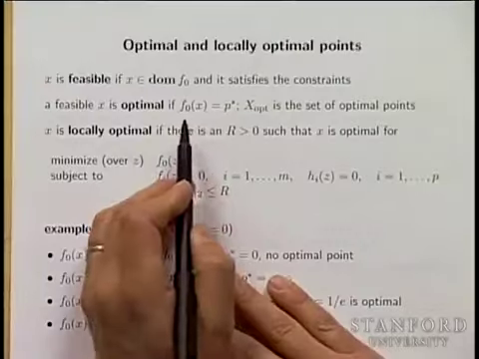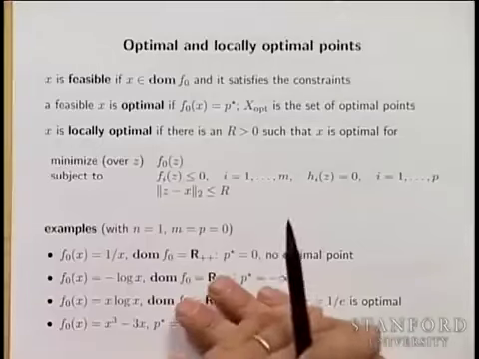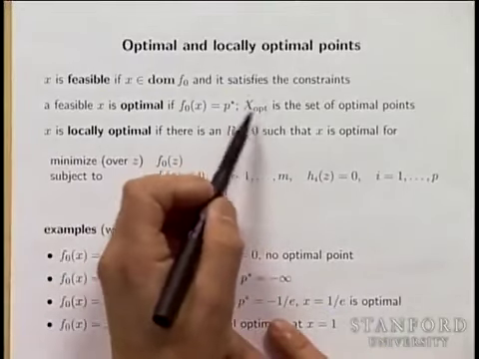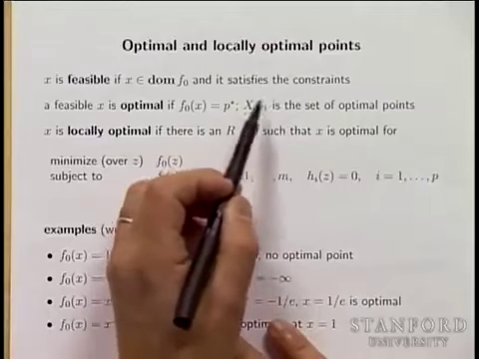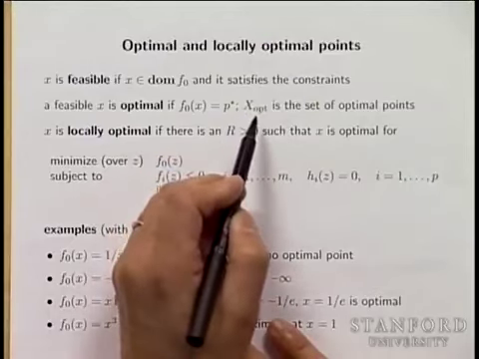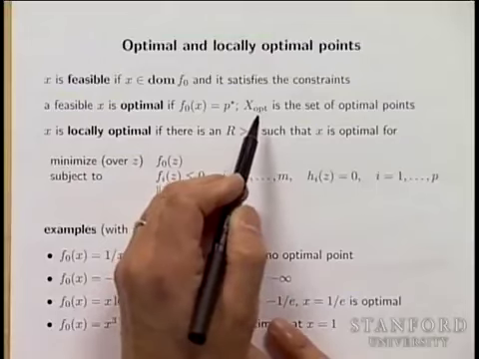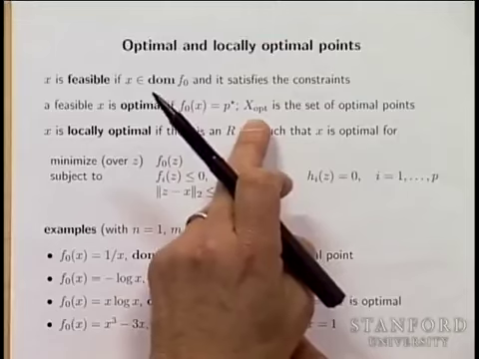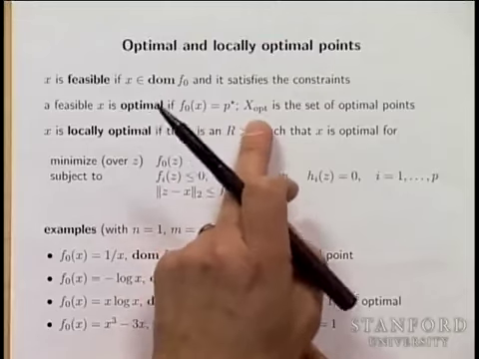And a point is optimal if it's feasible and if its objective value is equal to the optimal value of the problem. That's optimal. And capital X opt, not totally standard notation, but I think fairly standard, that's the set of optimal points. And this can be empty. For example, if the problem is infeasible, of course it's empty. If the problem is unbounded below, this is empty. And it can be, even when P star is finite, this can be empty.